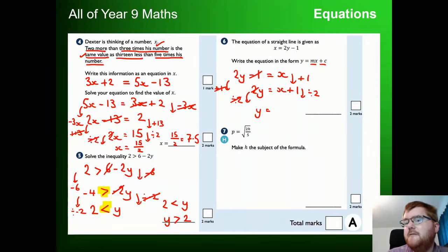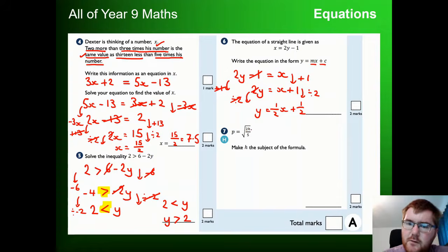But notice when I divide by 2, I want to do the same to both. So x divided by 2, well, that's just a half of x. 1 divided by 2 is just a half. Notice I have to be very careful in that last stage to make sure I write it in exactly the way that they want. So I've written it as something x plus something, which is the answer here.